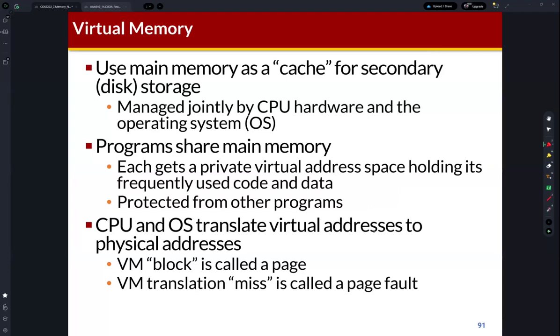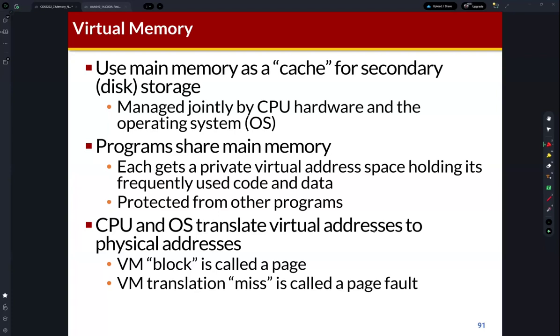Okay, let's get started. So we are learning about virtual memory. This is another important topic in the memory hierarchy, or memory systems. In the previous class, I briefly introduced the virtual memory concept.